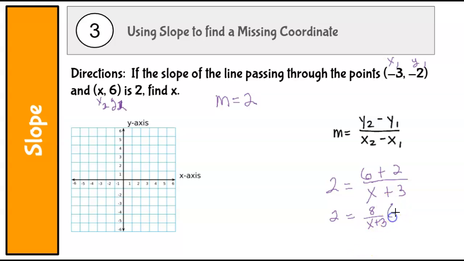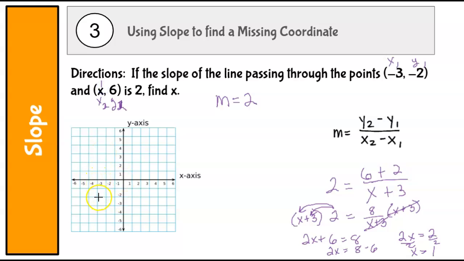Now, just like on the last one, we're going to multiply by the denominator, but we've got to multiply by the whole thing. I'm going to put it in parentheses because it's terms. It's going to cancel over here, and over here we're going to distribute the 2 into the parentheses. So you're going to have 2x plus 6 equals 8. So 2x equals 8 minus 6. So 2x equals 2. So x equals 1. So (1, 6) is my point.